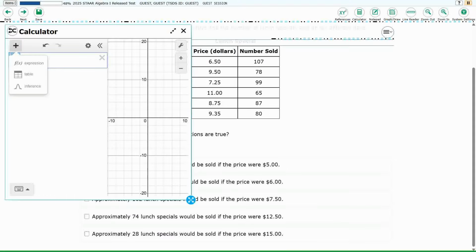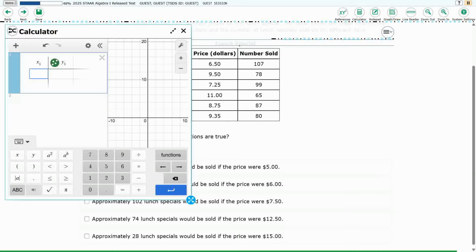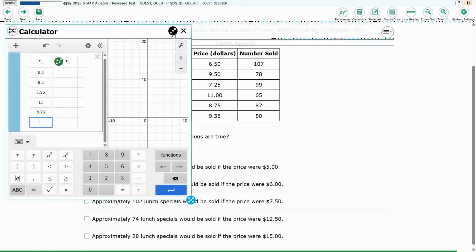Let's go ahead and just add the plus, and we're going to add a table, and we're just going to add these values. Now, what we don't need to do is add the extra zeros if we don't want to. So we can just add 6.5, 9.5. We don't need the 0.0. We do need, obviously, the 7.25. We're just going to type in all of these. 11 is fine, 8.75, 9.35, and then we're going to go over and type in the y values.